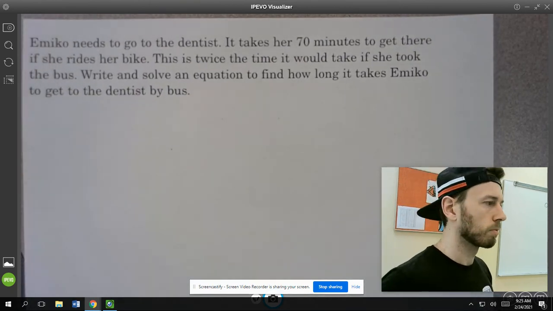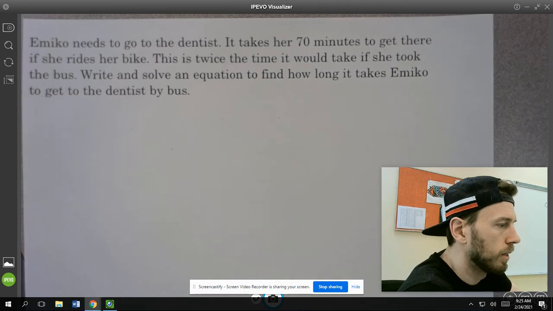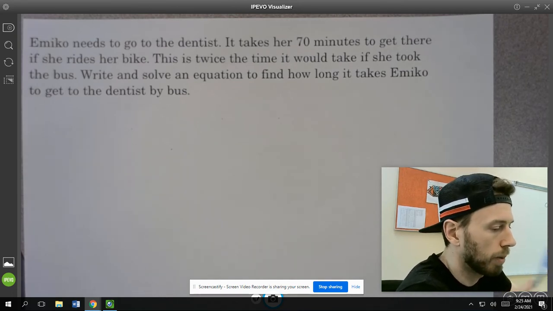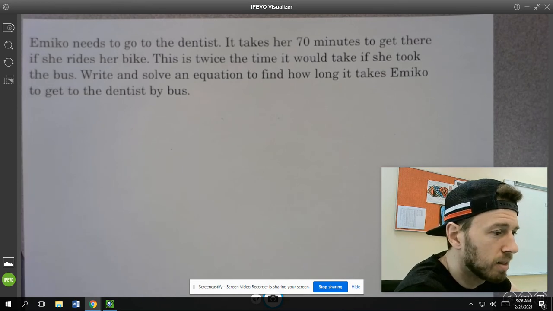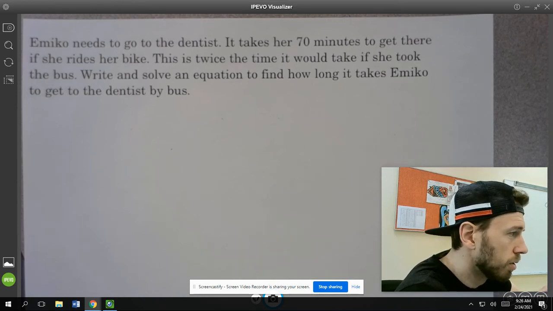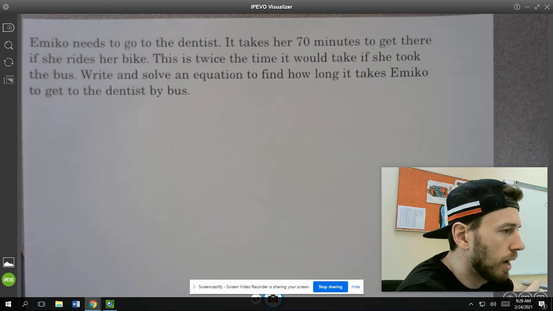Last one. Amiko needs to go to the dentist. It takes her 70 minutes to get there if she rides her bike. Like an hour and 10 minutes to go to the dentist? Just have someone take you. What? This is twice the time it would take if she took the bus.